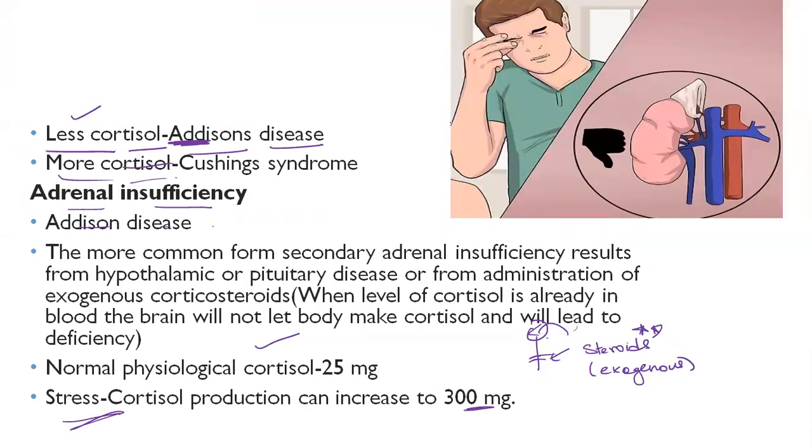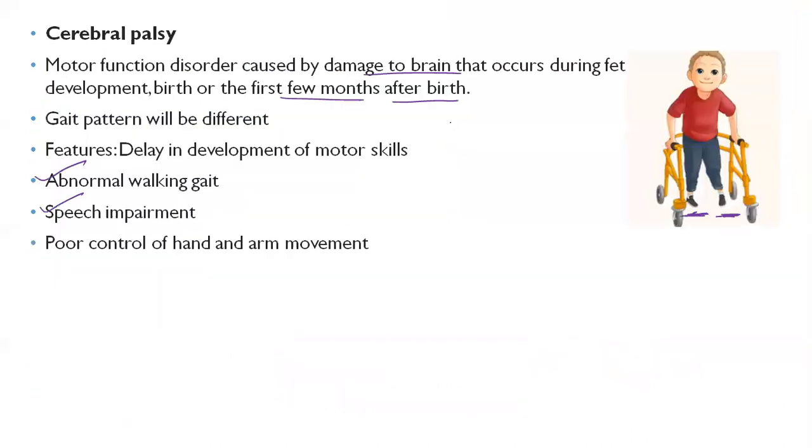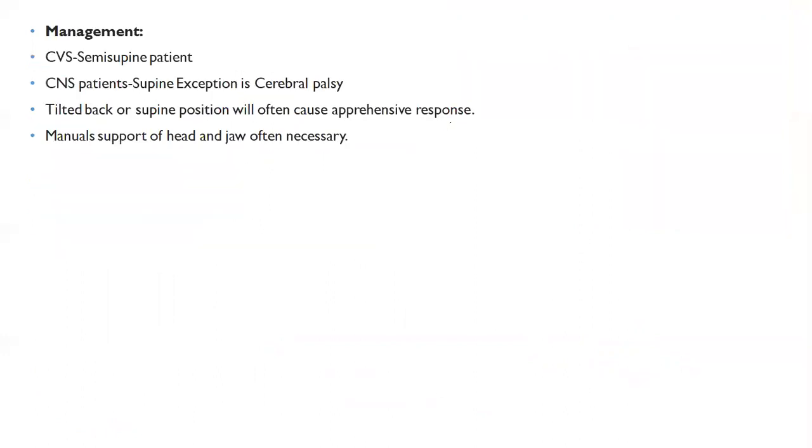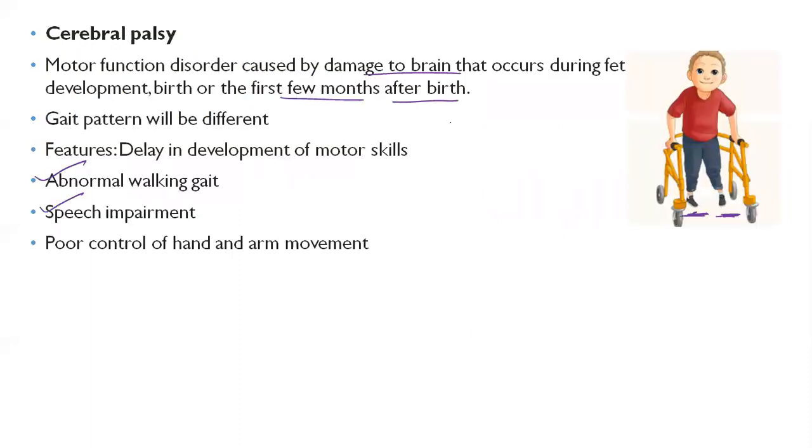And in adrenal insufficiency, there is less cortisol, so it is called Addison's disease. And if there is more cortisol, then it is Cushing syndrome. Secondary adrenal insufficiency can occur due to the exogenous intake of steroids. Cerebral palsy occurs in children or infants, right after birth, where the gait is abnormal and the motor coordination is not normal. In these patients, you do not use supine position, but other than cerebral palsy, in all the CNS patients, you do use supine position.